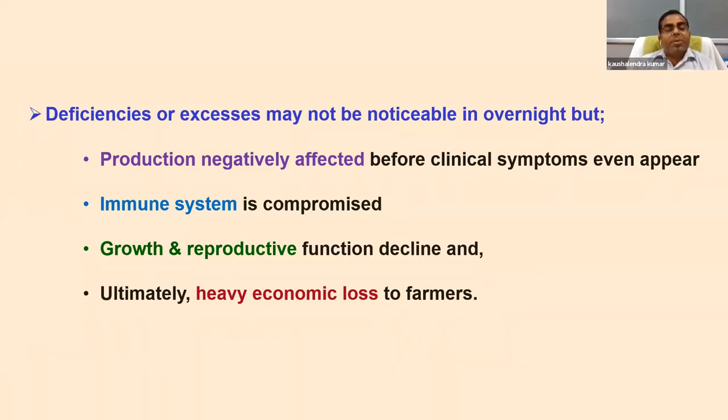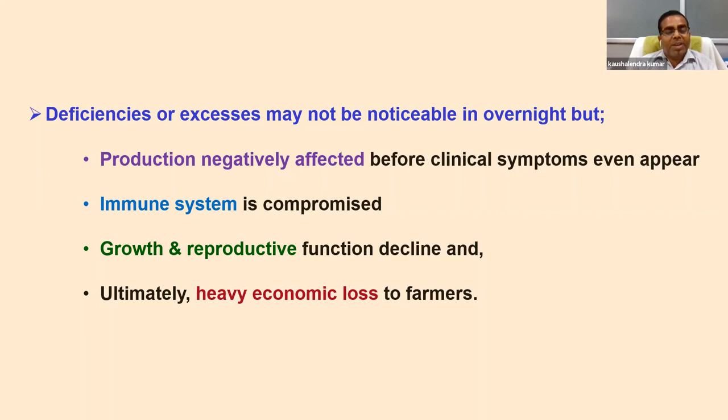Growth and reproductive problems are directly associated with mineral deficiency, or sometimes even excess of minerals. So there is a major chance of decline in the performance of the animal, and a major chance of decline in the reproductive efficiency of the animals. So reproduction is very much a concern.